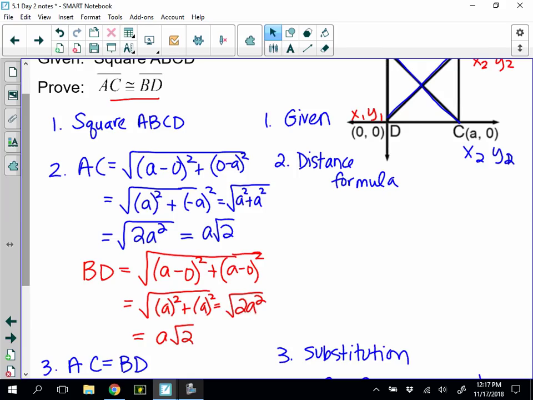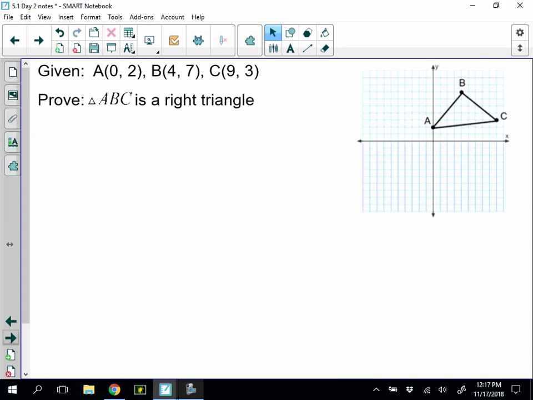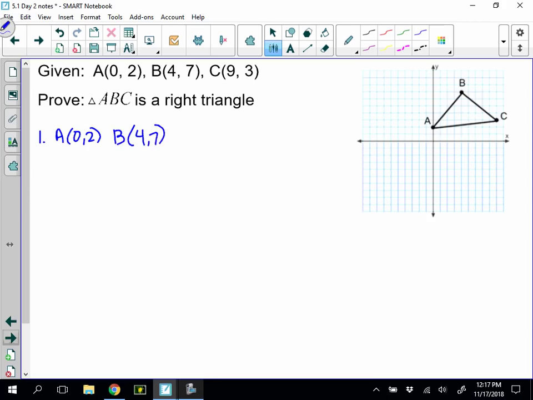Okay, let's look at our second one. We are given 3 ordered pairs, which forms a triangle. We are proving that this is a right triangle. So number 1, let's start out with our given. And we're just going to write the ordered pairs down. So A is (0, 2), B is (4, 7), C is (9, 3). And that is given.